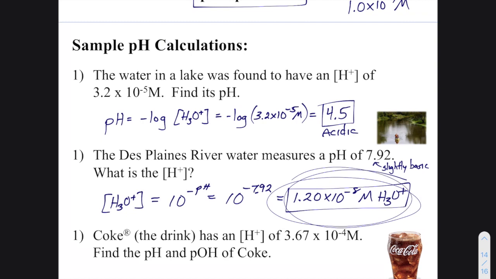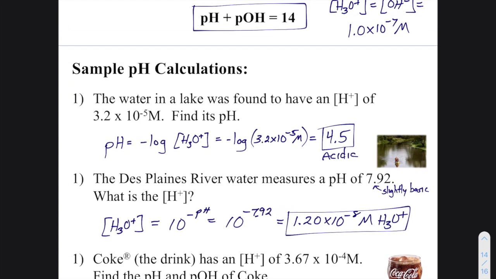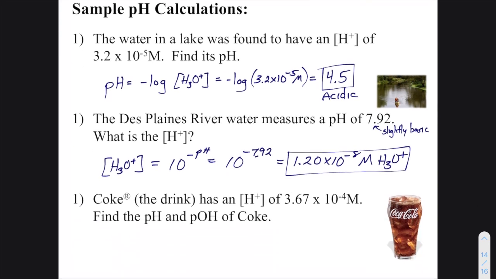This one, look at this. 10 to the negative eighth is smaller than 10 to the negative seventh, which means this solution has a smaller amount of hydronium than it would if it was neutral. If you have less hydronium, that means you have less of the acid ion. That makes it basic. So it's a quick way of looking at a solution and telling whether it's acidic or basic. Okay, moving on.